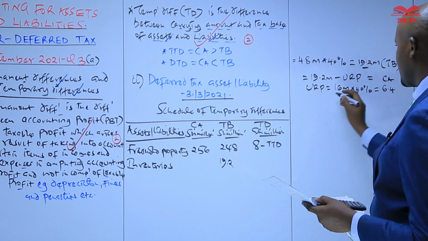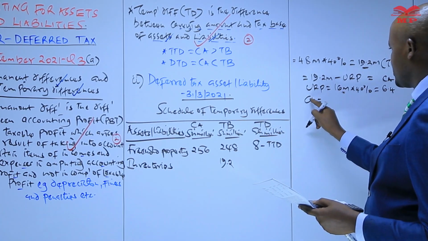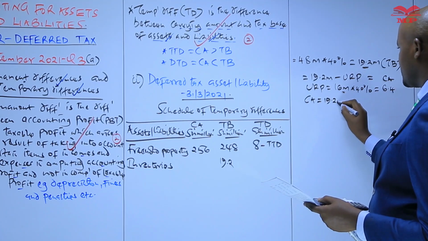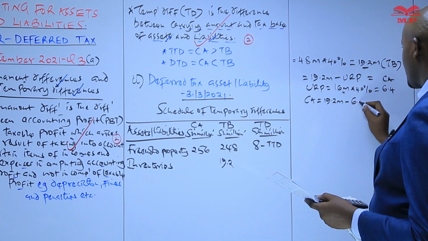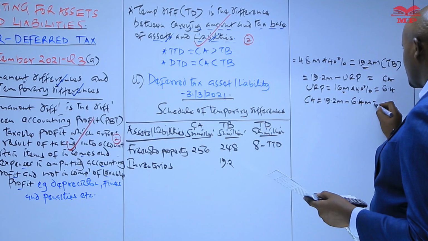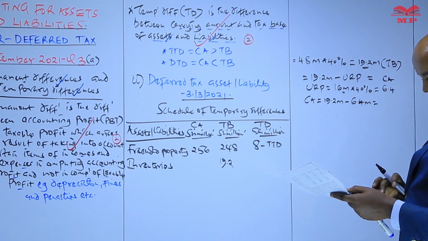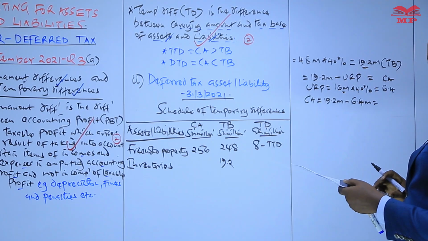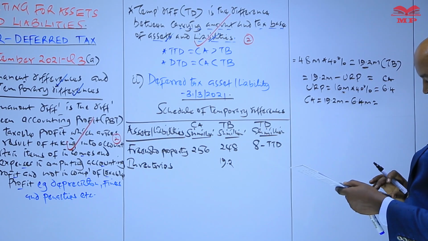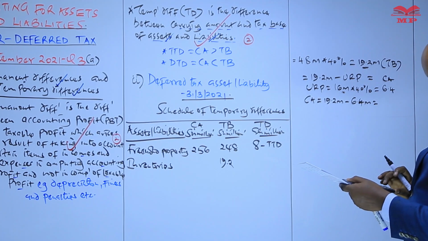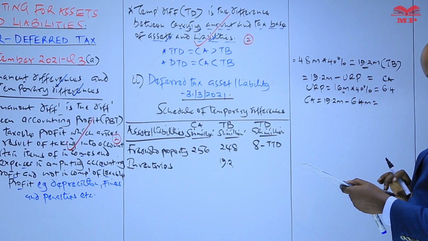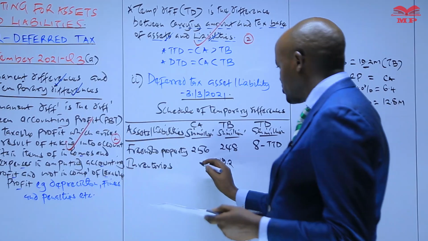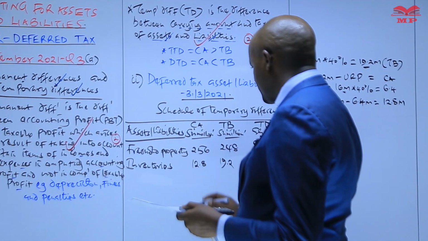So therefore, to get the carrying amount, or the amount at which this inventory will be recorded in the group statement of financial position, we take 19.2 minus the unrealized profit of 6.4. So this will give us what? We have 19.2 minus 6.4, and that will give us 12.8. So this is the carrying amount of that particular inventory.